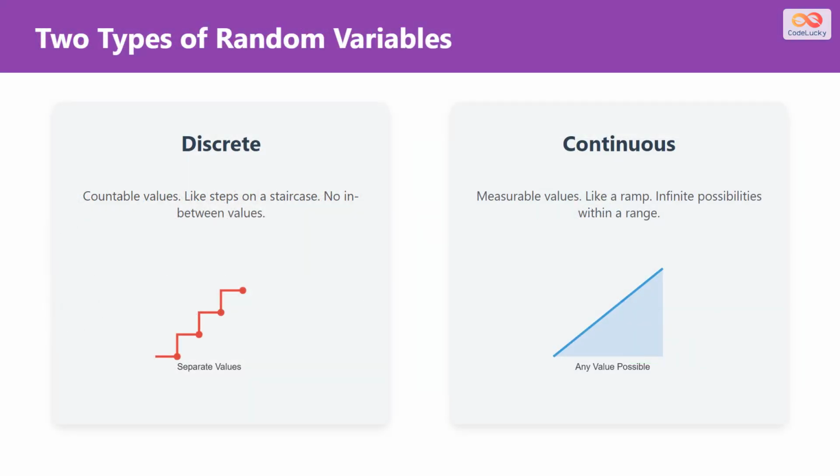Random variables generally fall into two categories, discrete and continuous. Imagine a staircase versus a ramp. Discrete variables are like the stairs. You are either on step 1 or step 2, you cannot be in between. Continuous variables are like a ramp, where you can stand at any smooth point along the way.